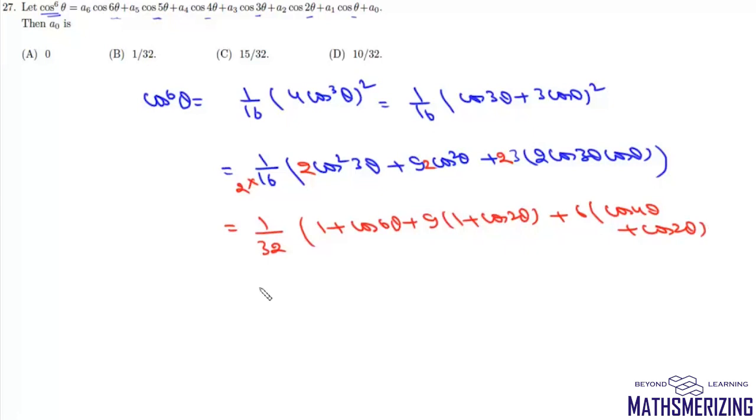Now we need to find its constant term. Its constant term will be 1 upon 32 and then this is 1 plus 9. So it will be simply 10 by 32, and that's your option number D.